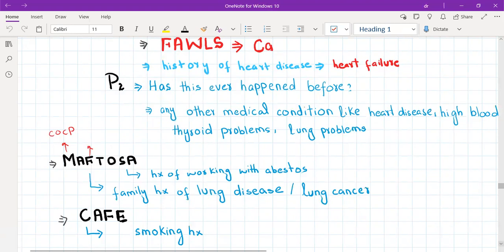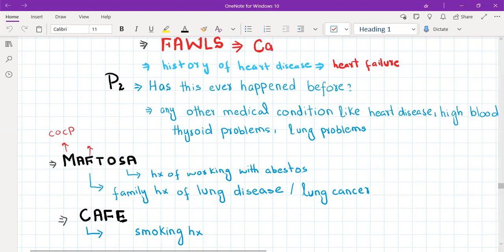Okay. Then medications. Medications are also really important here. So any medications that the patient is using. For example, if the patient is on COCP, then you might think about pulmonary embolism. Okay. Allergies are really important because patients with asthma have a tendency to different types of allergies. Okay. Family history, you should ask about family history of lung disease or lung cancer. And psychosocial history here is also very important. So you should ask the patient about occupational history and any history of working with asbestos.